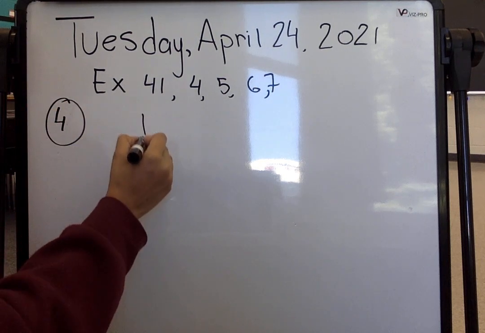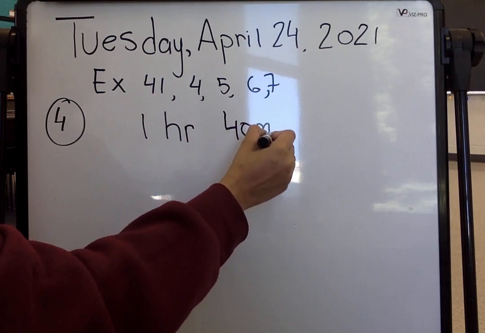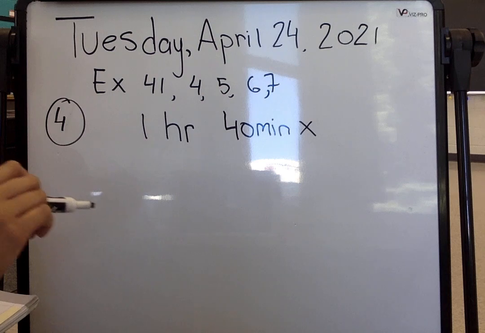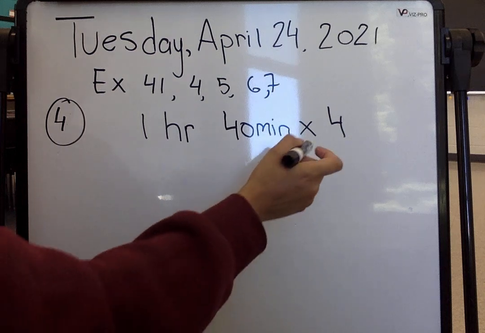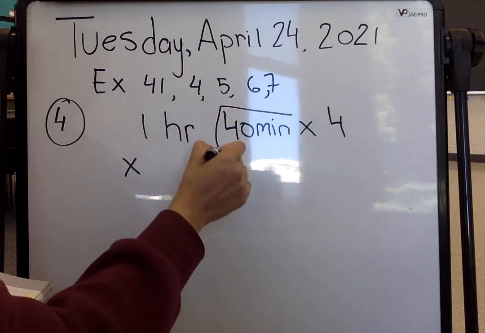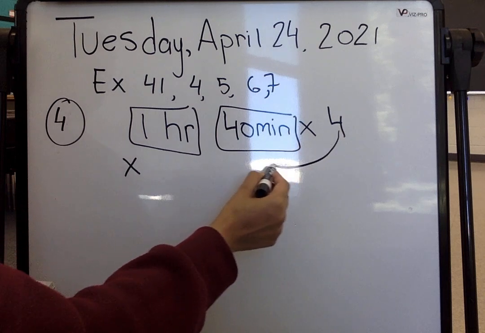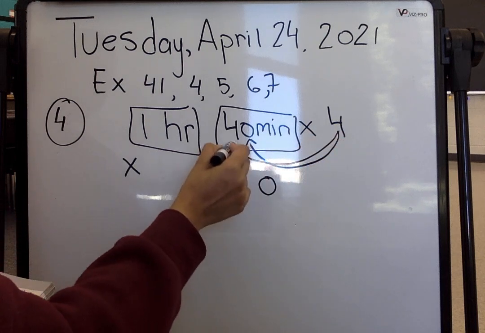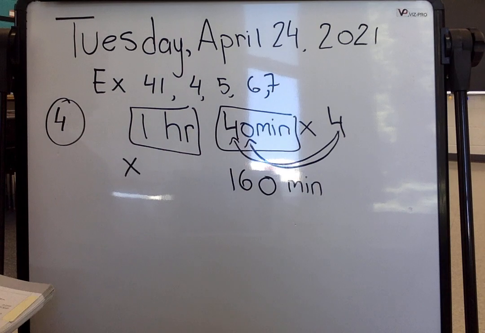So we have 1 hour and 40 minutes, right? And we need to multiply it by 4. So we go ahead and we multiply. Now watch this. I'm going to multiply my 4 to my minutes and to my hour. Okay, so I go ahead and I multiply to my minutes. 4 times 0 gives me 0. 4 times 4 gives me 16. So 160 minutes I have so far, right?